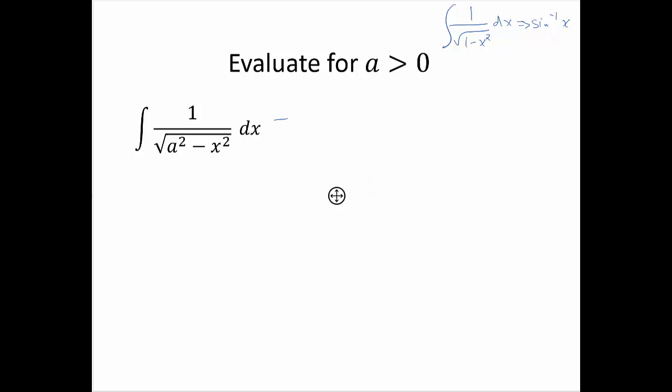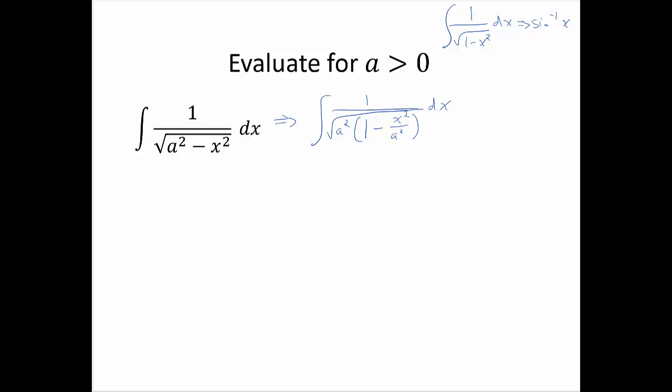We'll use a little bit of algebraic manipulation. I'm going to use some factoring. It doesn't look like I can factor, but I'm going to write that as the square root of a squared times 1 minus x squared over a squared. And this is legitimate. If I were to multiply that a squared back in, I'd have a squared times 1, which is a squared, and then a squared times x squared over a squared is back to x squared.